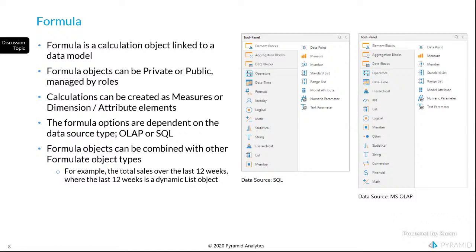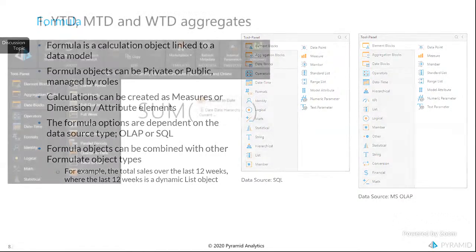Formula objects can be combined with other Formulate object types. So again, I can take the result of one calculation, feed it into the next, or take the result of one calculation, feed it into the definition of a dynamic list, and so on. Again, in this case, when I have calculations on calculations, I can explicitly define the order in which the calculations are performed using the solve order parameter as part of my calculation.